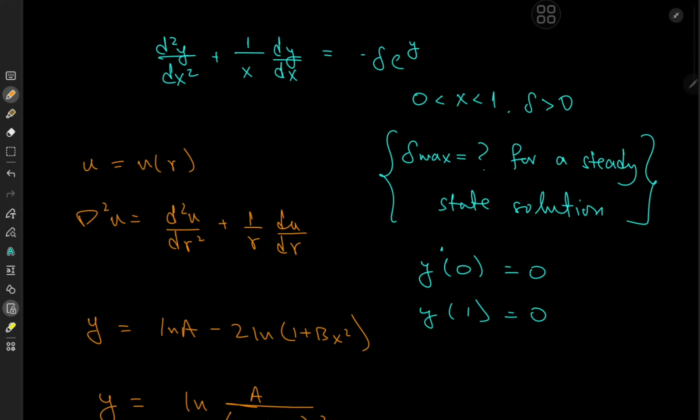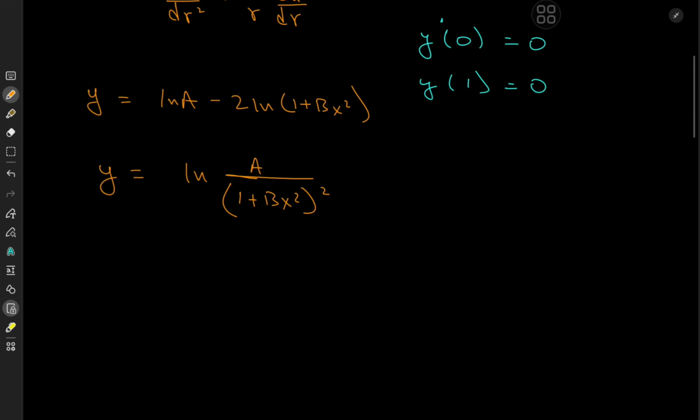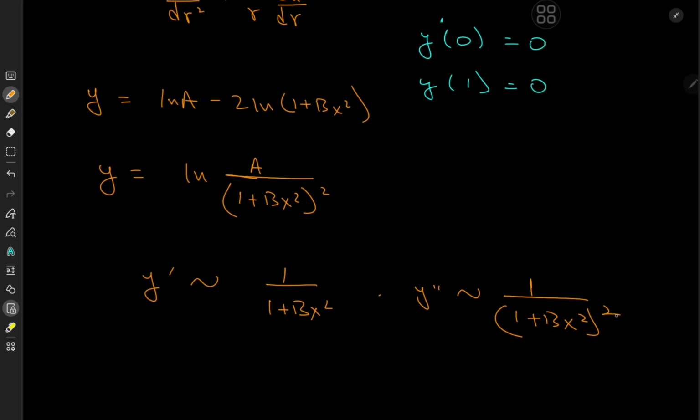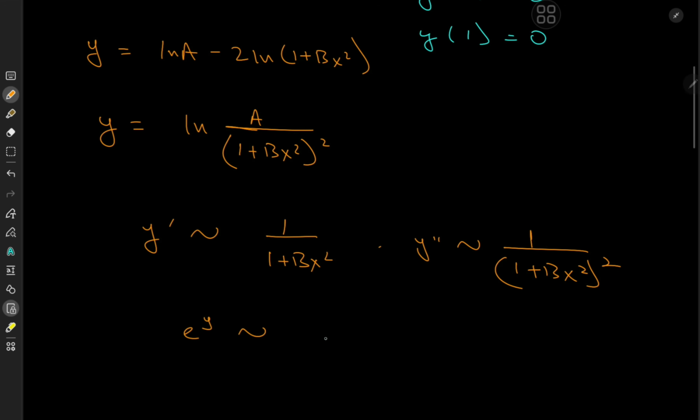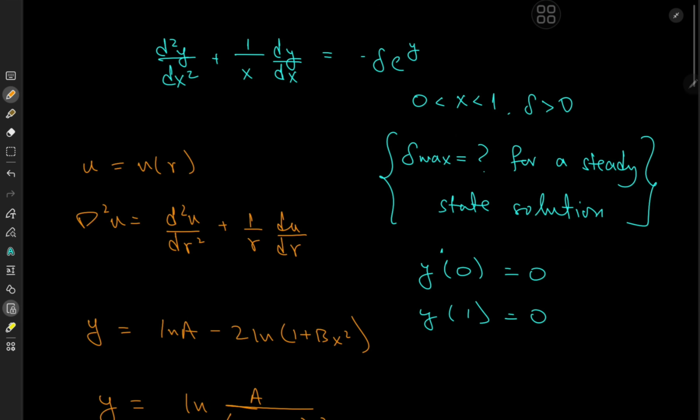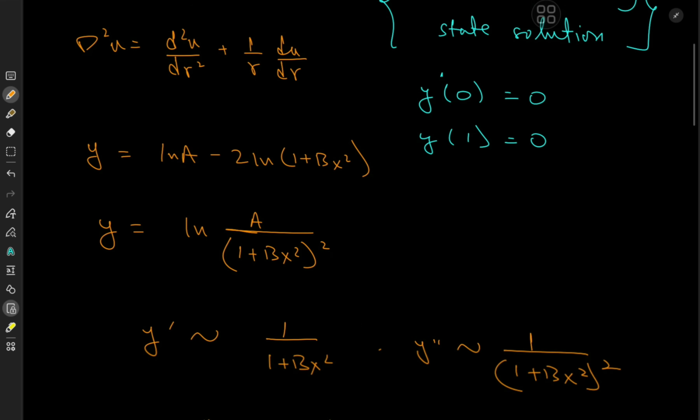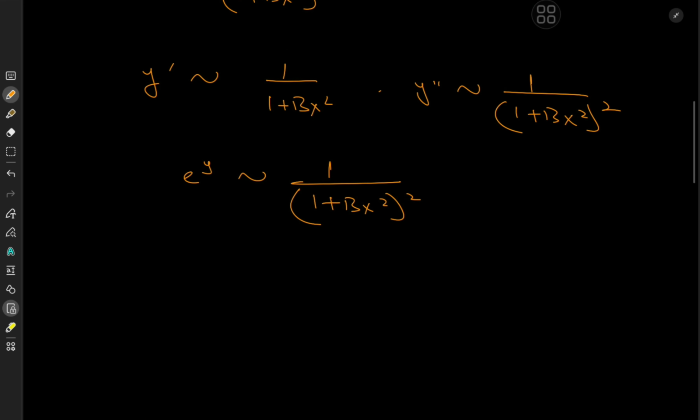It's a lot easier to show you rather than verbally explain what I'm talking about. So what I'm trying to say is that y prime is of the order of 1 over 1 plus bx squared, and y double prime will be of some kind of 1 over (1 plus bx squared) squared, and e to the y would be of the order of 1 over (1 plus bx squared) squared. So like I said, this conforms very nicely with our differential equation. So it's not exactly completely random. There is some intuitive reasoning behind it.